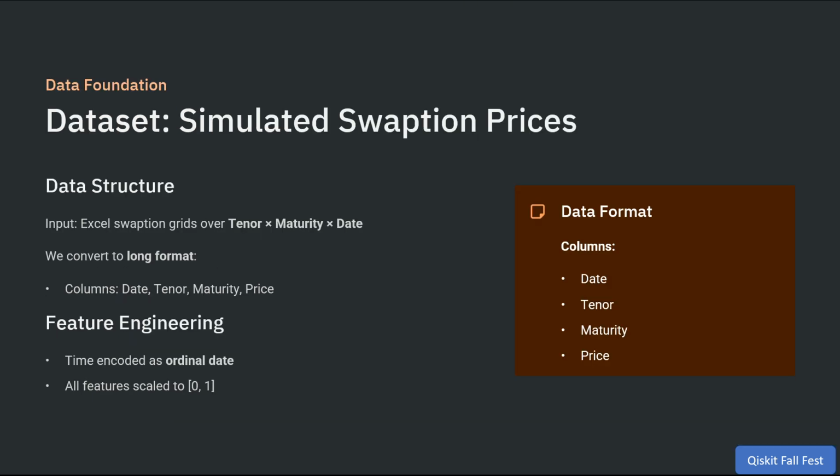Dataset. The dataset is provided as simulated swaption price grids where each cell corresponds to a specific tenor. We convert this into a long format dataset. To prepare the data for modeling, we encode the date as an ordinal value to capture time progression, and we scale all features into the range between 0 and 1. This format works well with both classical and quantum models.